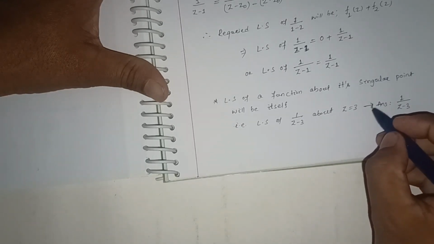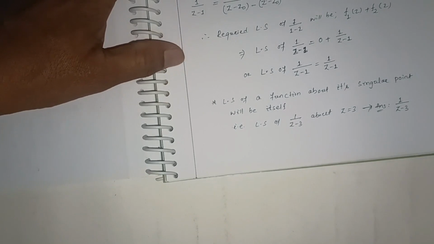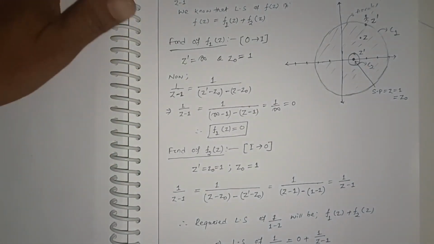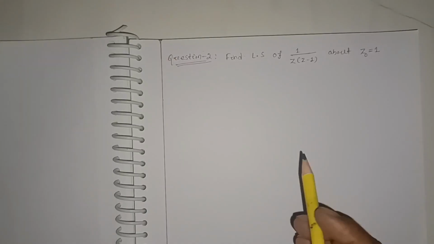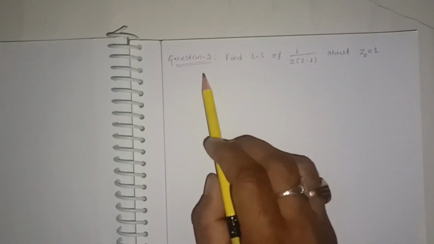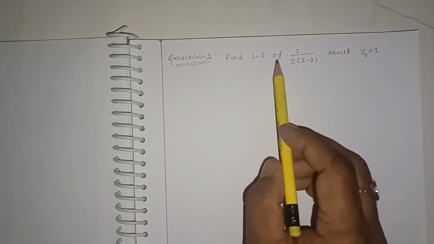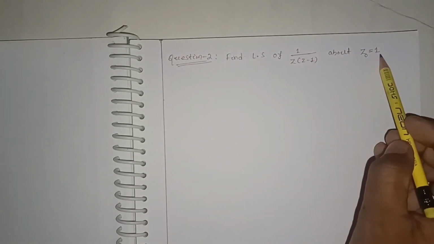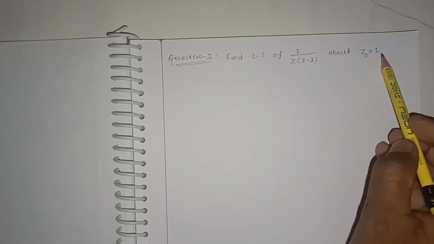So here we are going to stop today's class. In our next class, we are going to discuss this question. Question number 2: find the Laurent series of 1 by z into (z minus 1) about z0 equal to 1. About this point, z0 equal to 1.